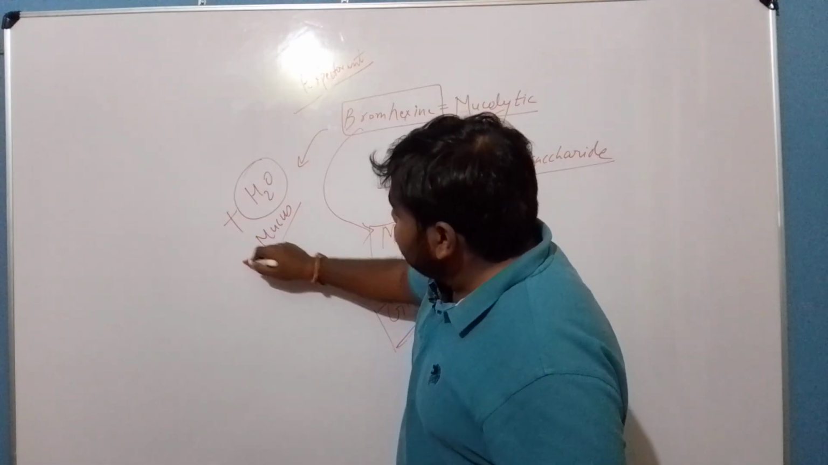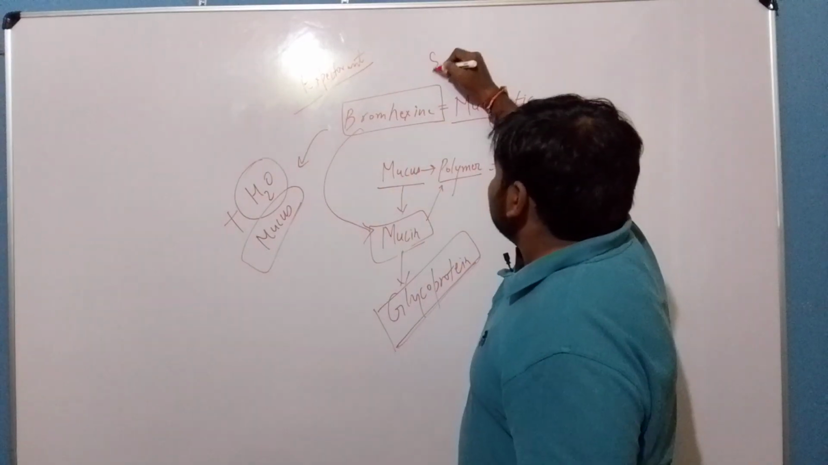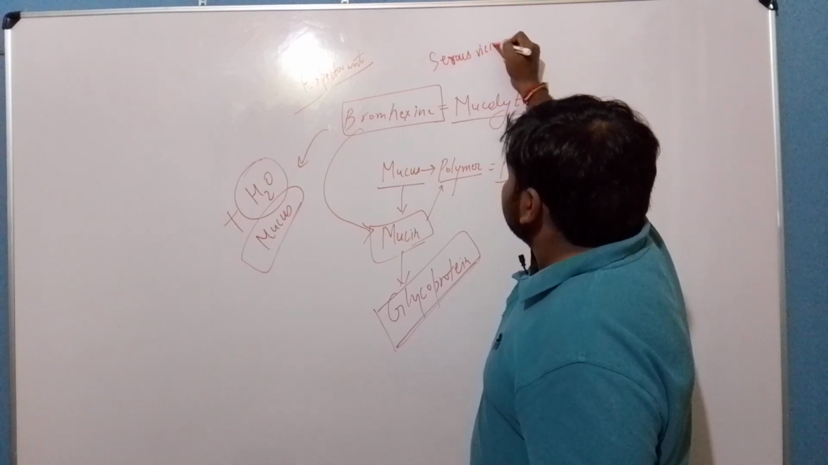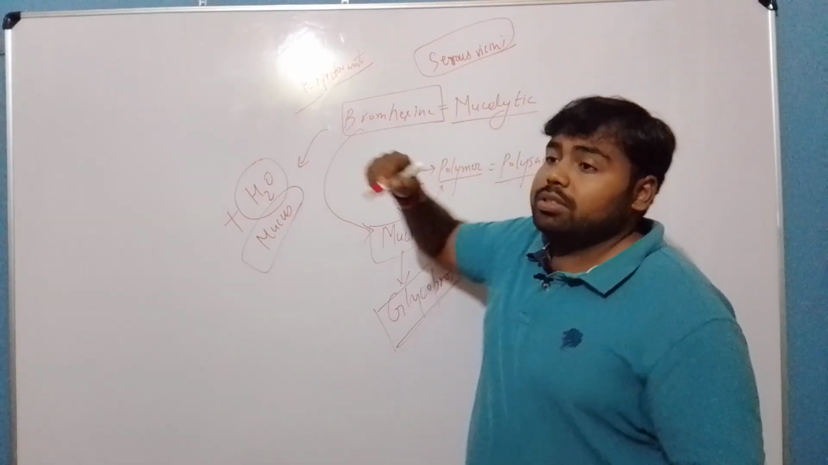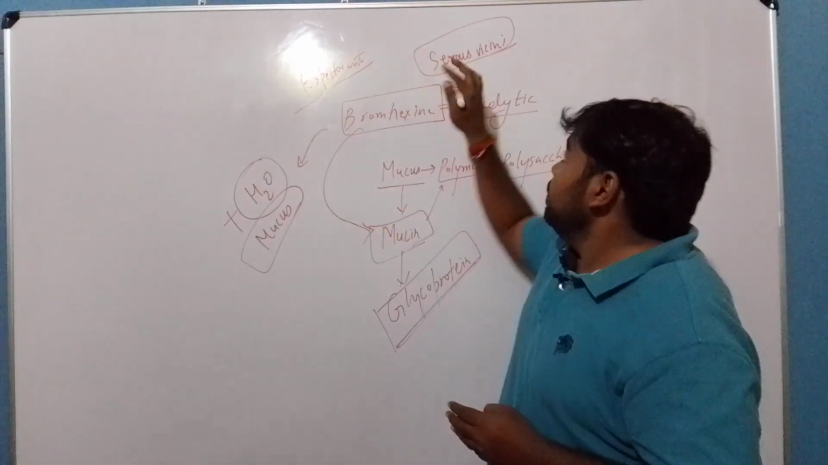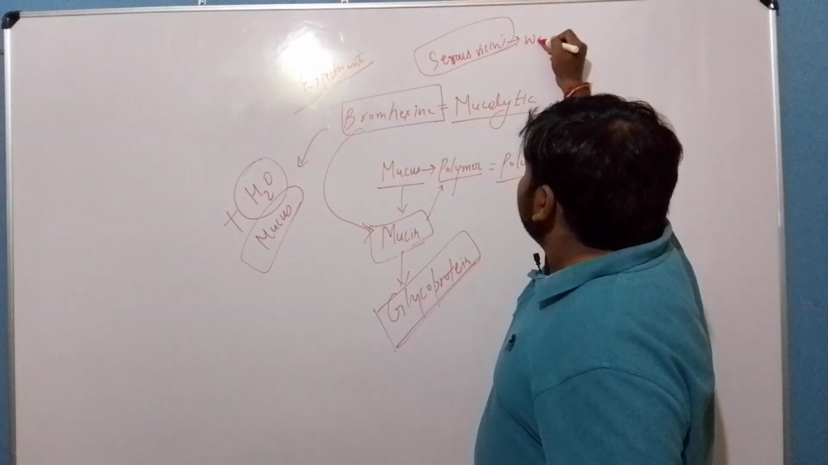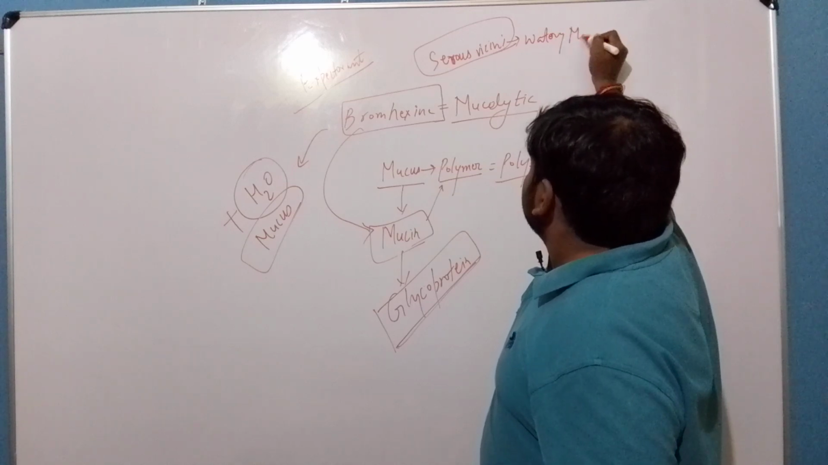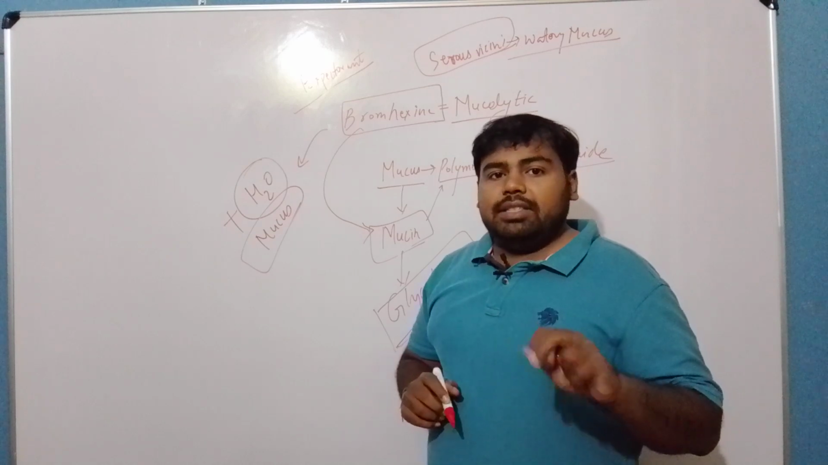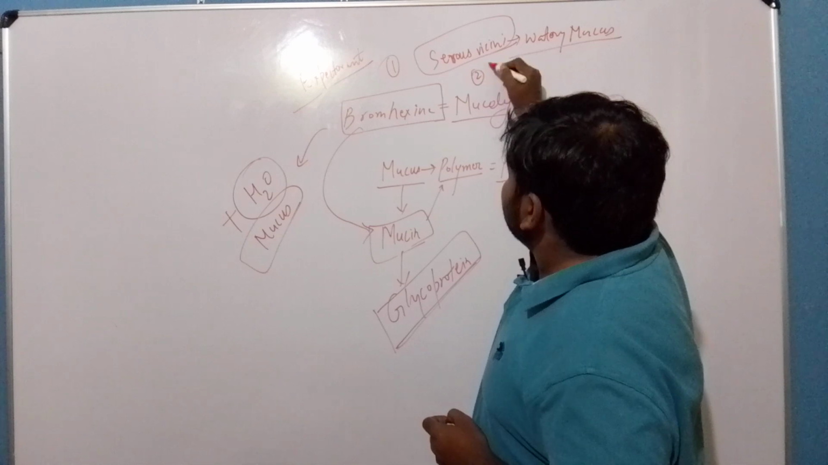But how is it going to do this? There is a cell called serous acini cells, in our bronchioles and in our bronchi. These serous acini cells are responsible for the production of watery mucus. There are basically two types of cells. The first is serous acini and the second is mucous acini.